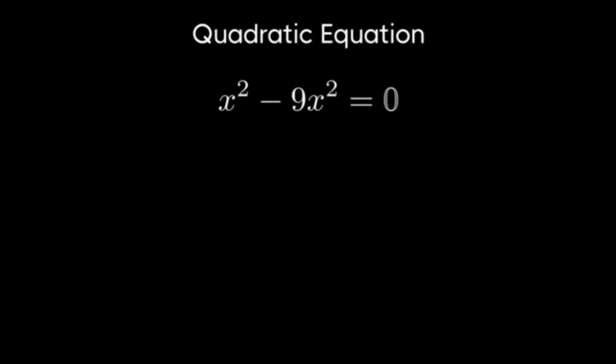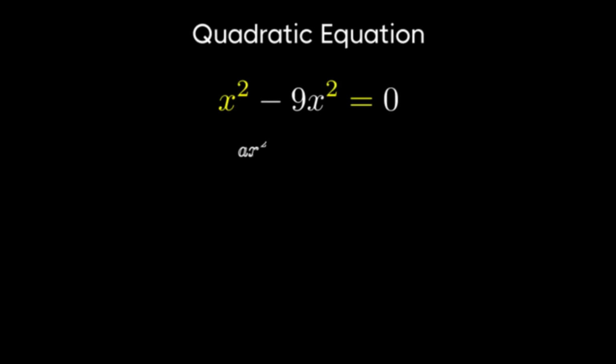Let's examine an interesting type of quadratic equation that has a special structure. Here we have the equation x squared minus 9x squared equals 0. Take a moment to observe what makes this equation different. Notice that both terms in this equation contain x squared. This is unusual compared to typical quadratic equations where we'd normally have different powers of x.